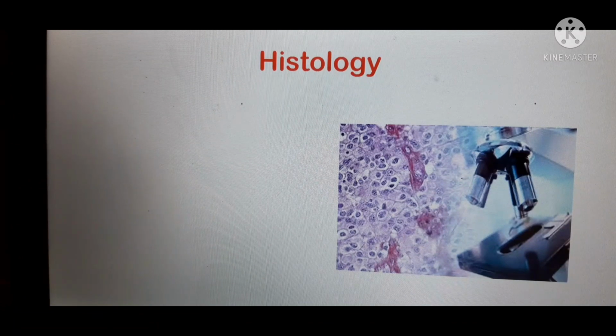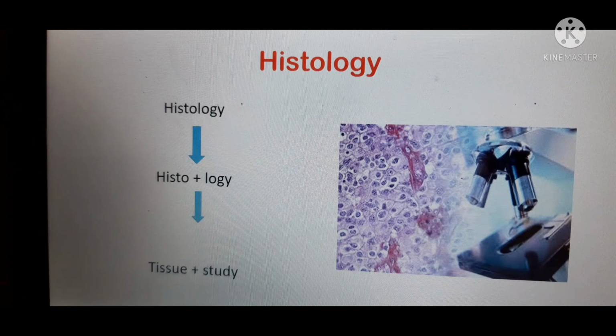Next is histology. So what is histology? It is also a combination of two Greek words, histo plus logi, which means study of tissue, and we can also study it with the help of a microscope. So the study of tissue with the help of a microscope is called histology.